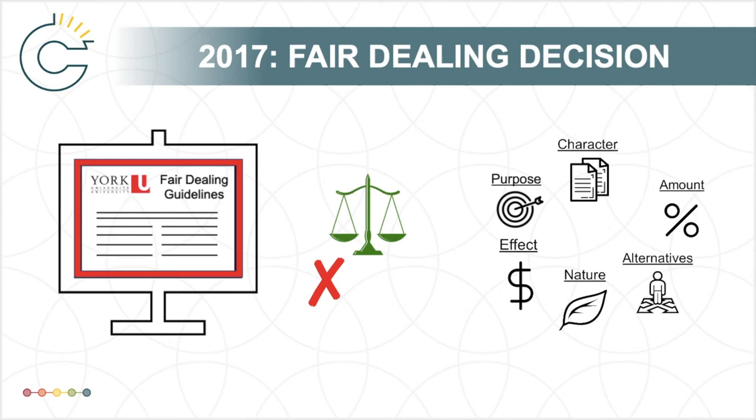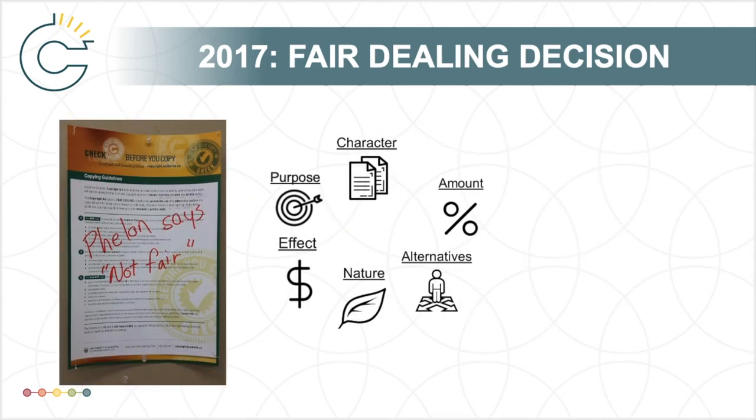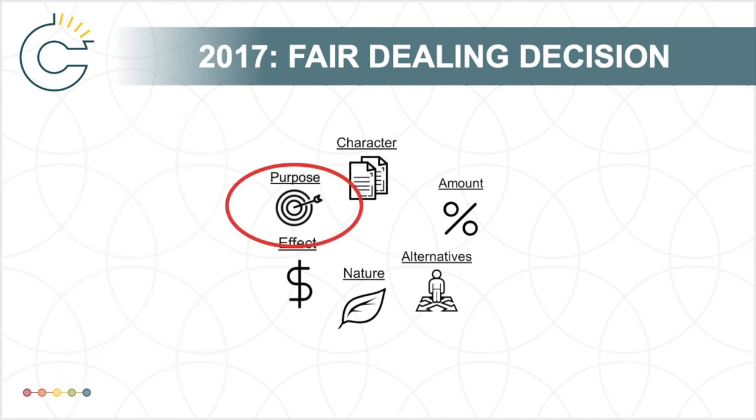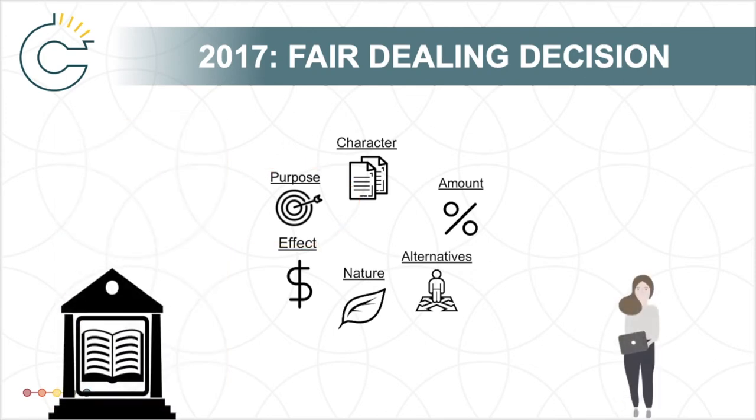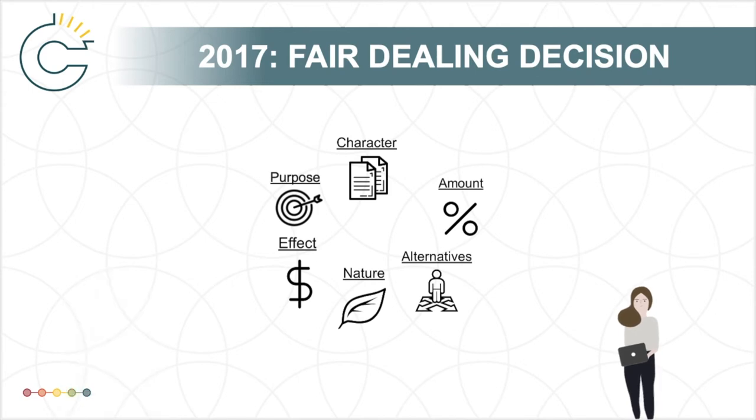It should be noted that the application of the six-factor test by the judge in this case has been criticized for contradicting past jurisprudence around applying the six factors. When assessing the purpose of the dealing, Justice Phelan determined that there are two users to consider, the university and the students. This interpretation ignored the determination of past Supreme Court cases that the only relevant perspective when considering whether the dealing is for an allowable purpose is that of the end user, the students.